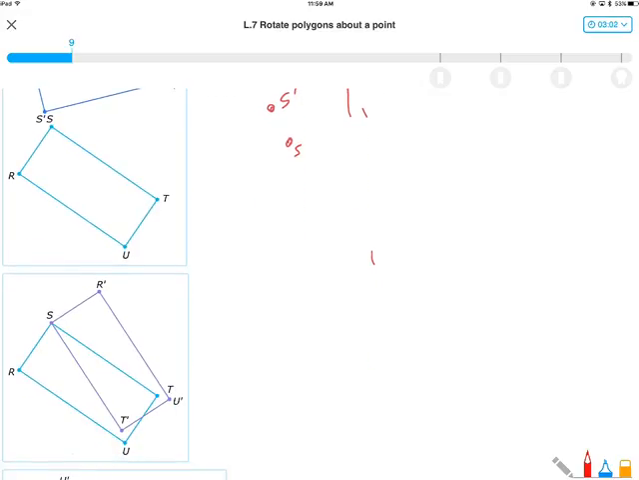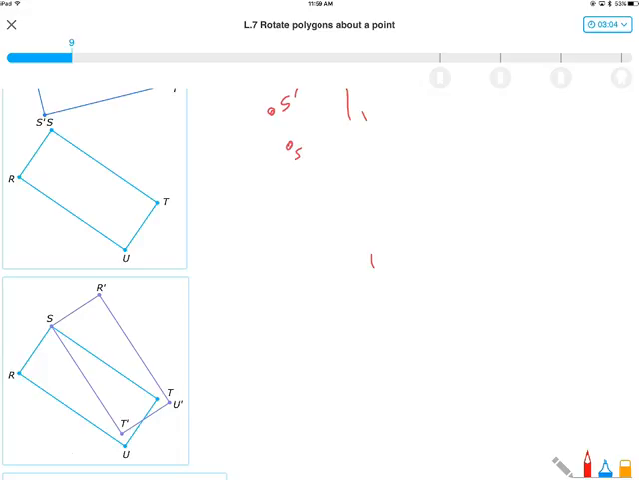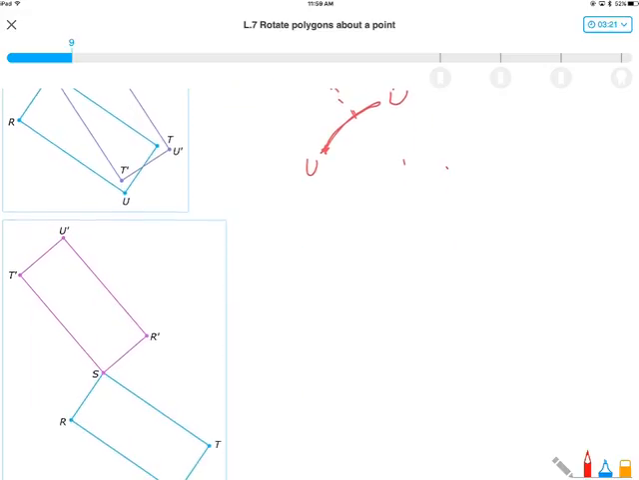This one didn't spin. This is actually a mirror image. They reflected it over a center line. So R went from being here to being over here, and U went from being here to being U prime. So it mirror imaged over the line. It didn't actually rotate.